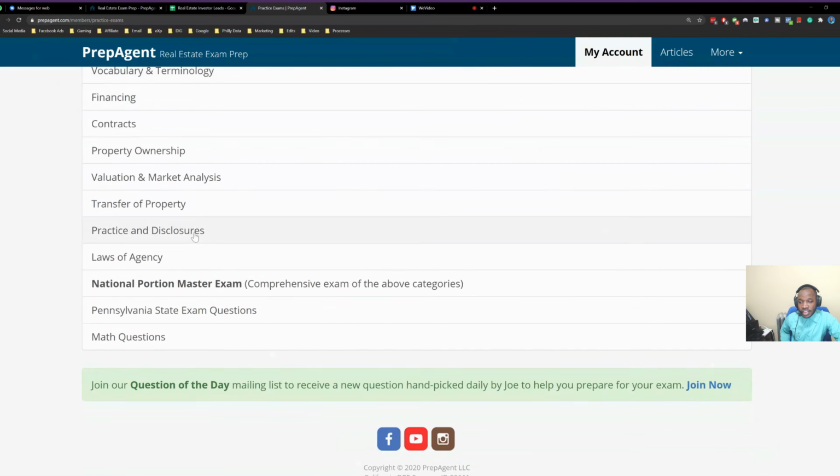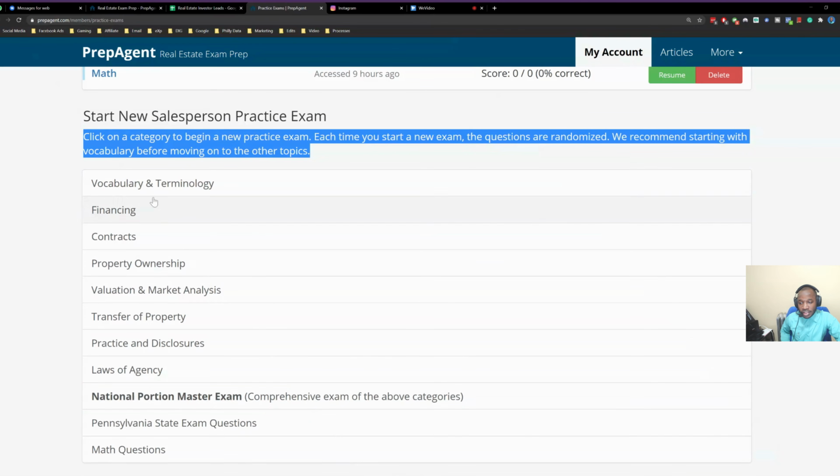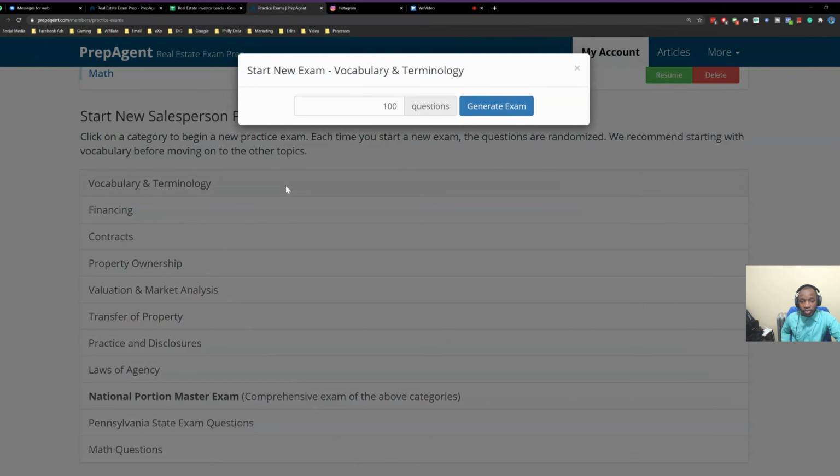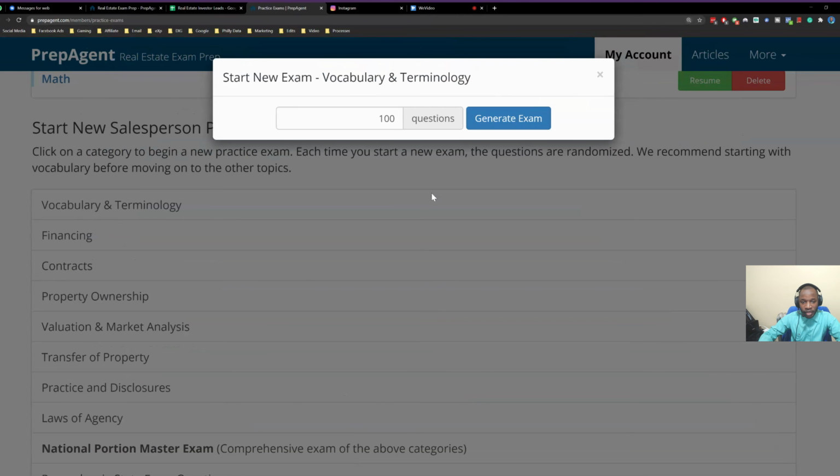This is how you demonstrate the test. Vocabulary and terminology, these are all different areas that you can address for your test. So if you're weak in a certain area, like vocabulary and terminology, for example, you can come in here and create a test. Once you click on it, they give you this experience where you can create and generate these practice tests.